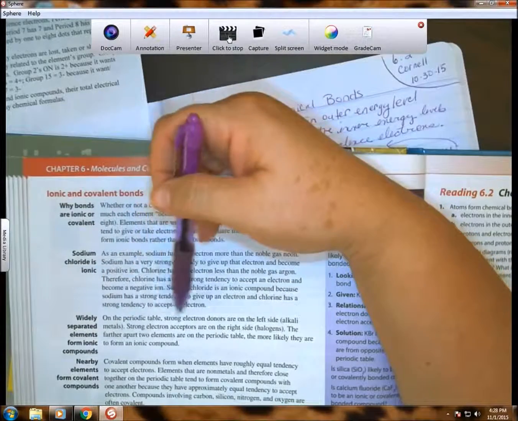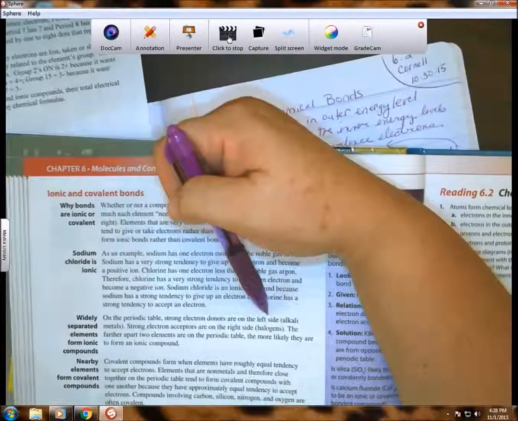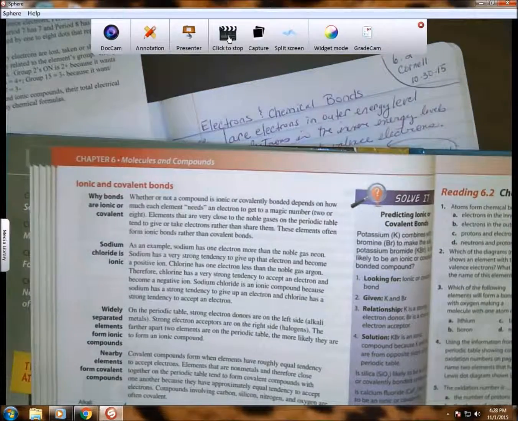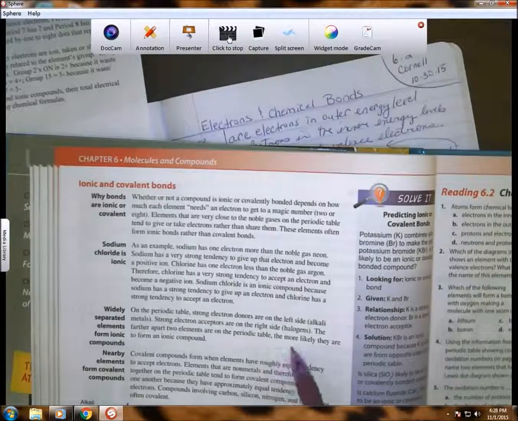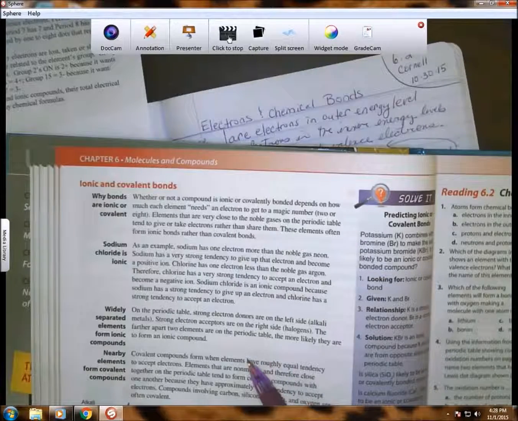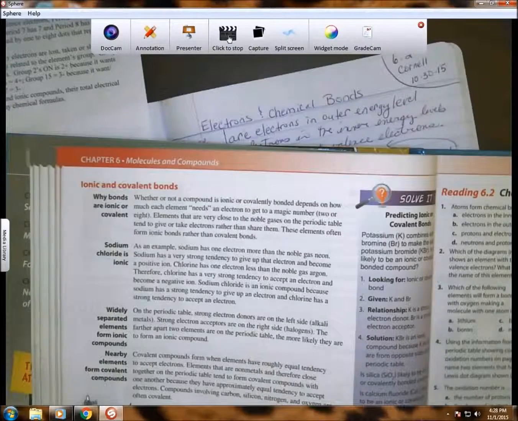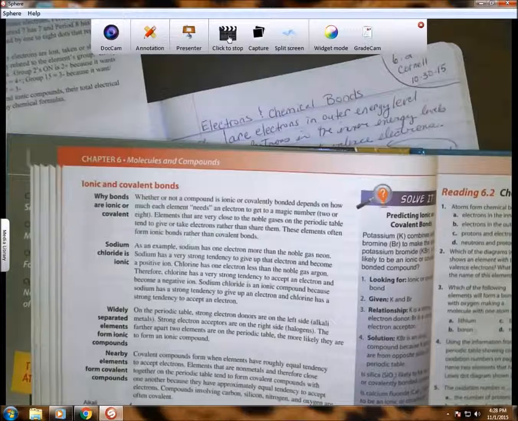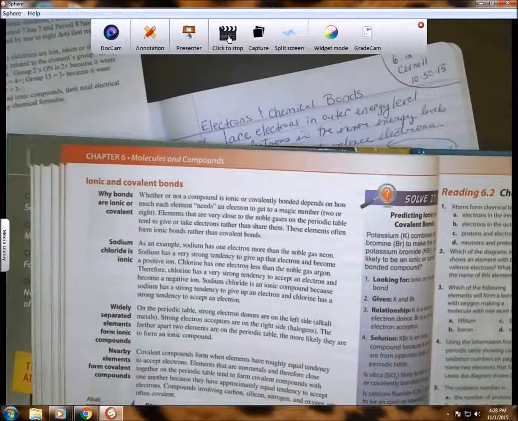On the periodic table, strong electron donors are on the left, over here, and strong electron acceptors are on the right, over here. The further apart the two elements are on the periodic table, the more likely they are to form an ionic compound. So if you've got one over here and you've got one over here, they're probably going to form an ionic compound. But if you've got one here and you've got one here, they're probably going to start doing covalent bonds, or here and here.